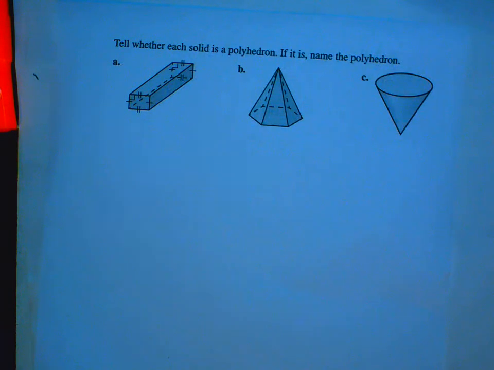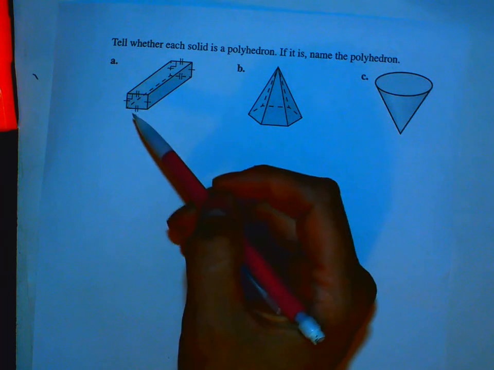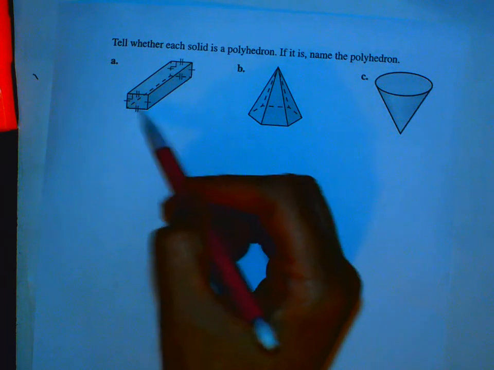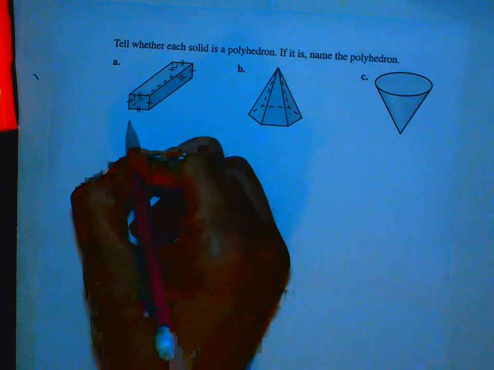It says, tell whether each solid is a polyhedron. If it is, name the polyhedron. Now, in the first one, you can see that none of the sides here are curved, and all of these sides are bounded, are pretty much polygons. So is this a polyhedron?